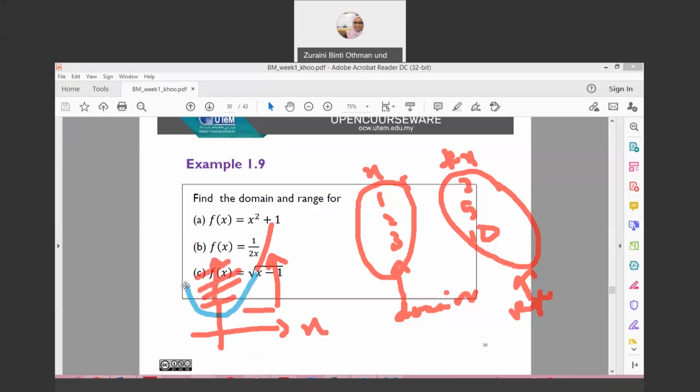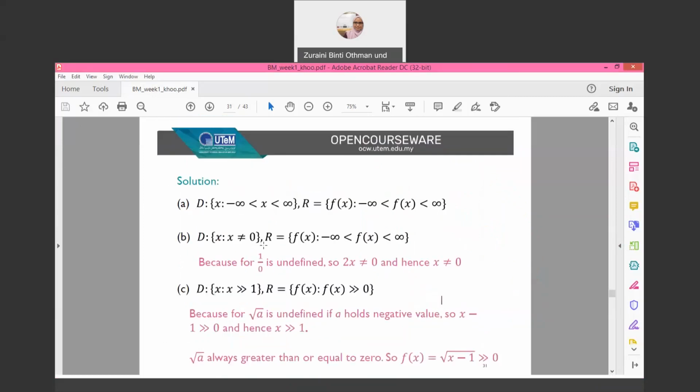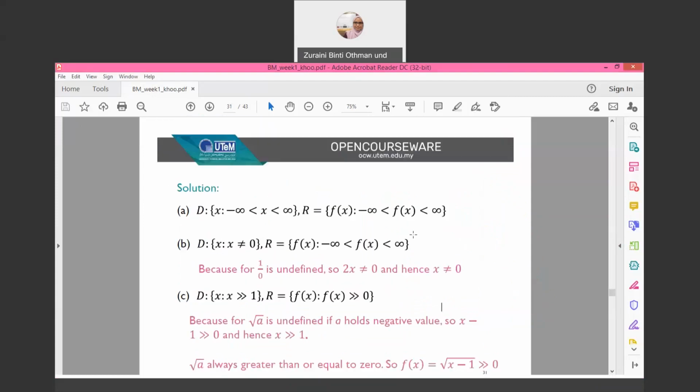Apa kaitannya graf ni dengan relation yang saya lukis yang sebelah ni? Okay, so we know that x ni referring to x axis. Apa dia value of x yang diplotkan dekat y? Y, yang ni ialah kita punya graf ni lah. Okay, so sekarang ni, first answer, domain dia akan jadi apa-apa nombor x boleh masuk dekat dalam ni dan dia dapat satu nilai y. Okay.